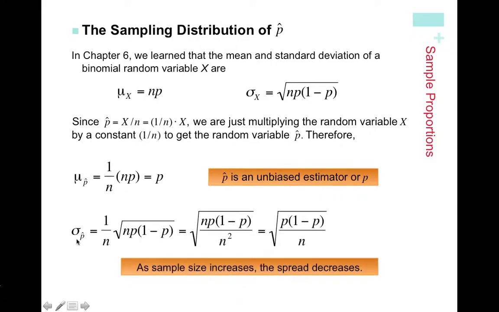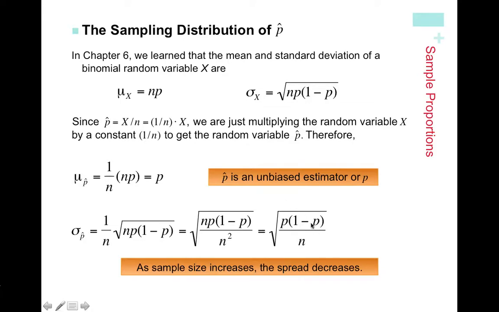And we can develop a formula for the standard deviation of our sample proportions. It's 1 over n times the standard deviation of our random variable. We can rewrite that in this way.